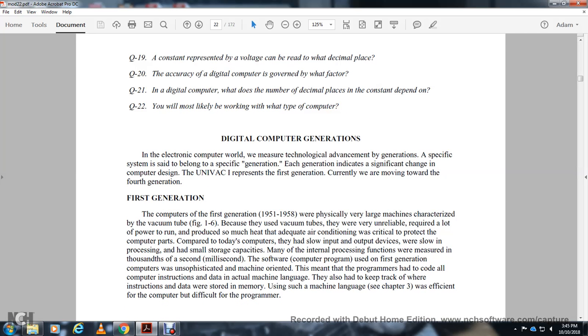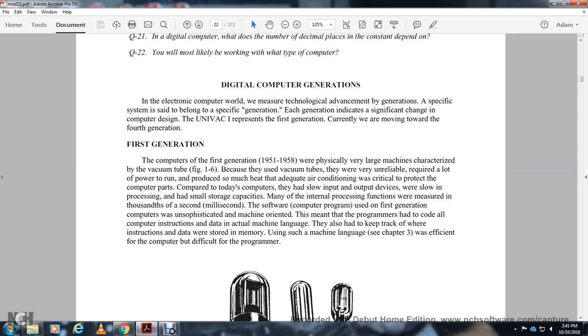First generation computers, 1951 to 1958, were typically large machines characterized by vacuum tubes. The vacuum tubes were unreliable and required a lot of power to run, so adequate air conditioning was critical to protect the computer. Compared with today's computers, they had slow input and output devices, slow processing, and a small storage capacity. Internal processing functions were measured in thousandths of a second, or milliseconds.